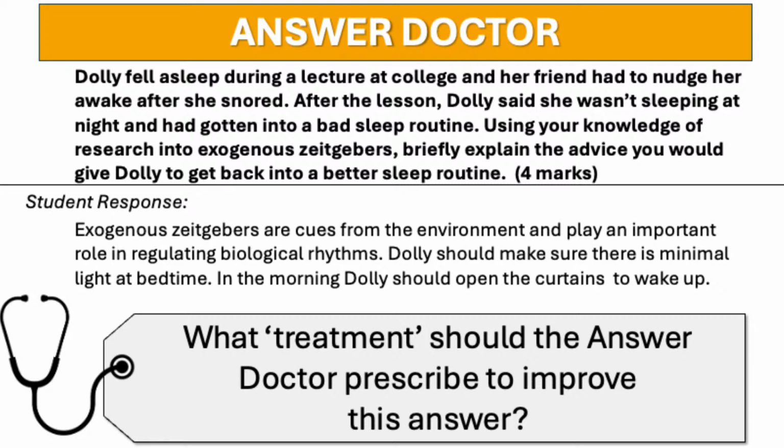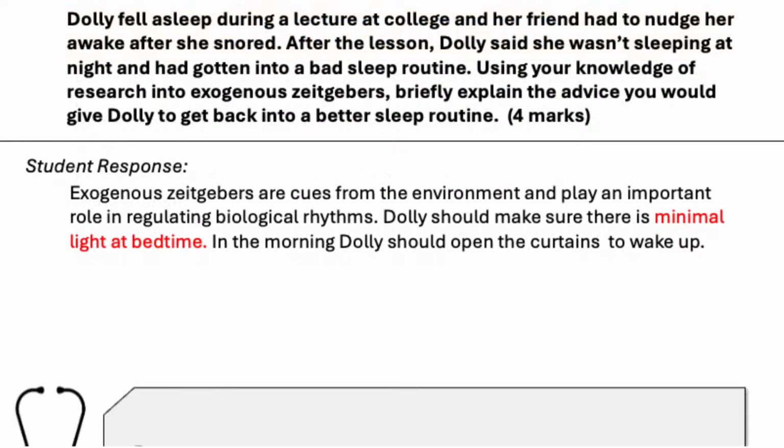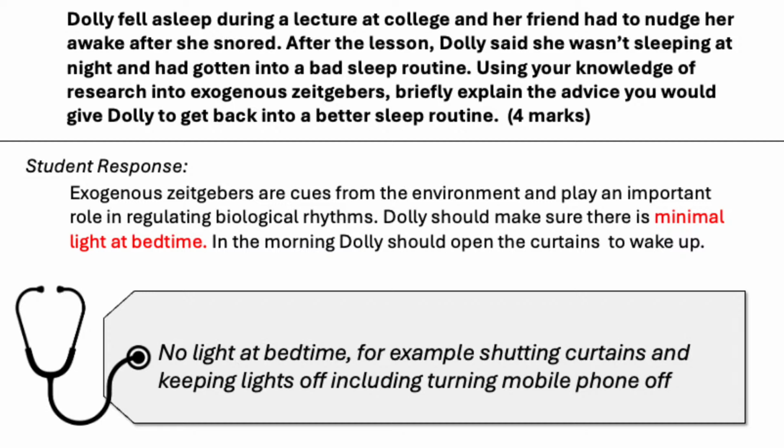Right, we'll have a look at some of our guidance here. And I think you'll see you've actually covered quite a few of these things. So the first thing I'm going to pick up there, and that's the point that Jay's made, is this idea that there's minimal light. In essence, we really need to be turning the light off, don't we? So we might make reference to no light at bedtime and also discuss how this could be achieved. So by shutting the curtains, keeping the lights off and turning off the mobile phone. So that certainly needs a little bit of elaboration.